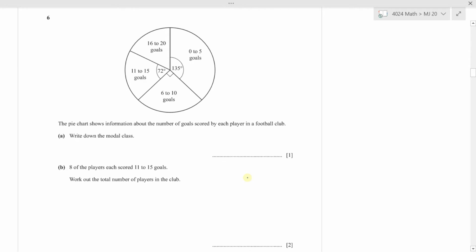Question number 6. The pie chart shows information about the number of goals scored by each player in a football club. Write down the modal class. So your modal class will be the one which has the most number of players. So your modal class here will be 0 to 5 goals because it has the largest angle. That means this class has the most number of players because it takes the largest angle in this pie chart. So your modal class here will be 0 to 5 goals.